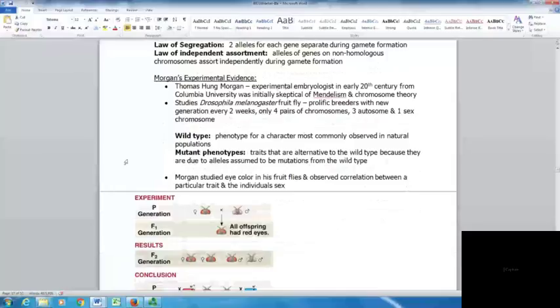He defined the wild type as the phenotype for a character that you observed most commonly in natural populations. The mutant phenotype was going to represent the traits that were the alternative to the wild type, because these have alleles that were assumed to be mutations from the wild type. He studied eye color in his fruit flies, and what he ended up observing was a correlation between a particular trait and the individual's sex.